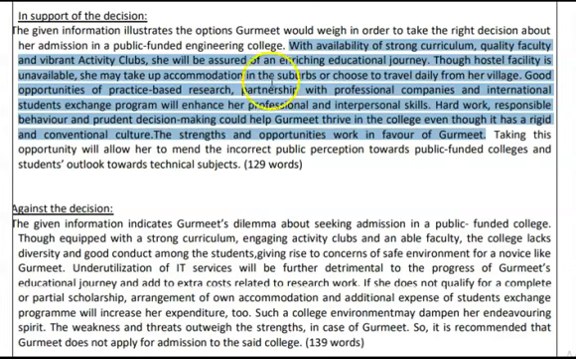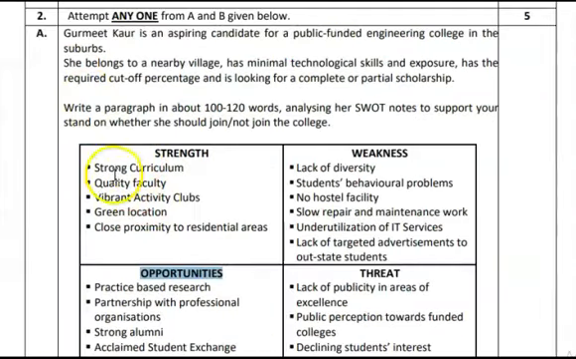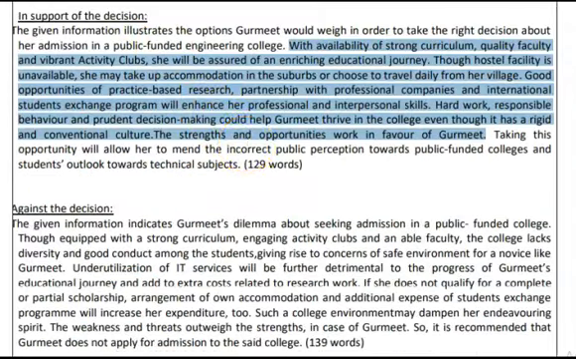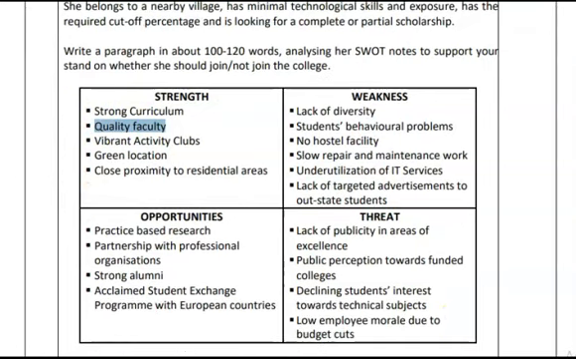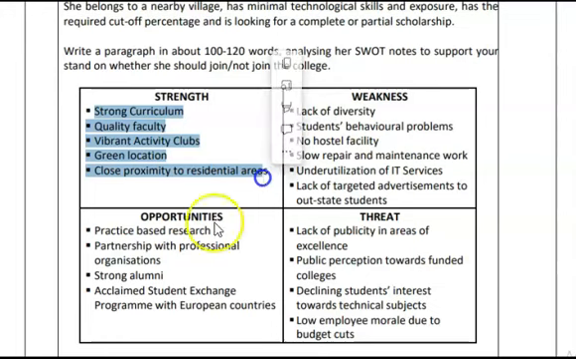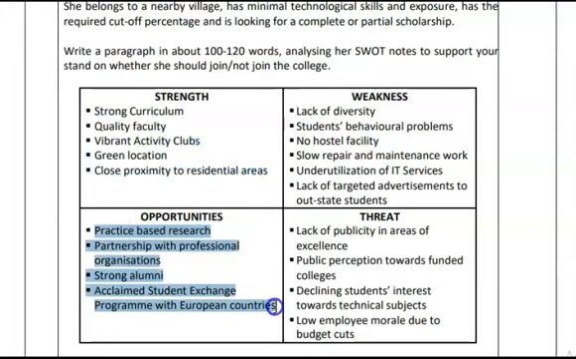So already these points are given with availability of strong curriculum. Here you see strong curriculum, then quality faculty. So with availability of strong curriculum, quality faculty and vibrant activity clubs, she will be assured of an enriching educational journey. So you have to use these points, the points that are given under strengths and opportunities.